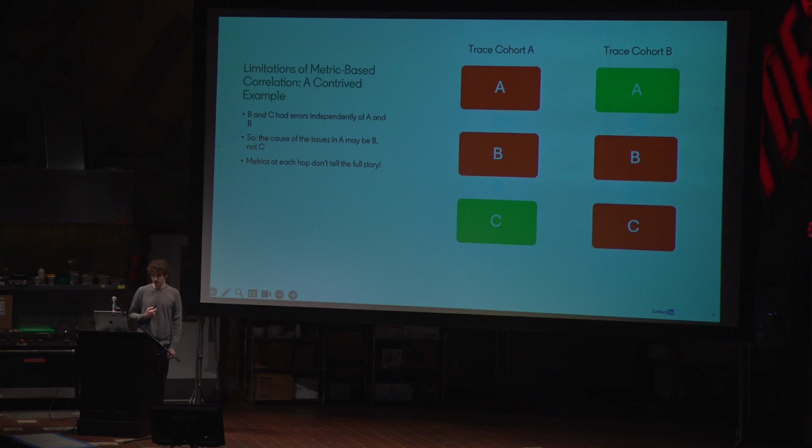If we look at the trace cohorts, we end up with two segments. We have some showing errors in A and B, but not C, and some showing errors in B and C, but not A. And so the tracing data actually shows that you can't just bubble up the errors based on the relationships between the services. You need to see what is actually failing for the members.